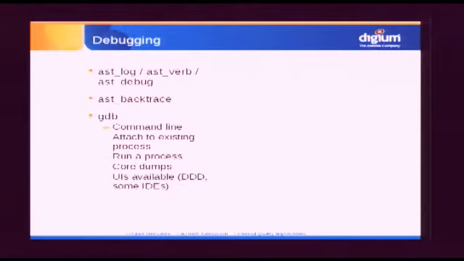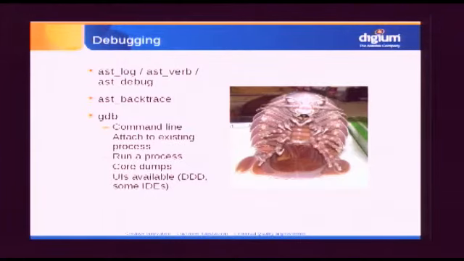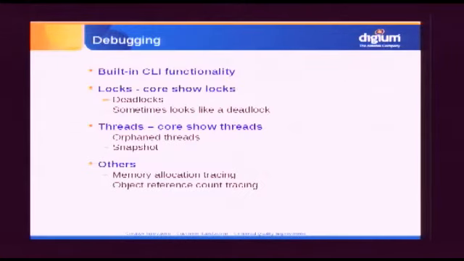Some of the IDEs on Linux support some UI abstractions over GDB. And, most horrific picture I could find of a bug. This is all sort of to prevent this guy from landing on your desk or on the desk of somebody else. Asterisk also provides you a couple tools built into the CLI to try to help you find problems before they happen or help you analyze problems when they do happen.